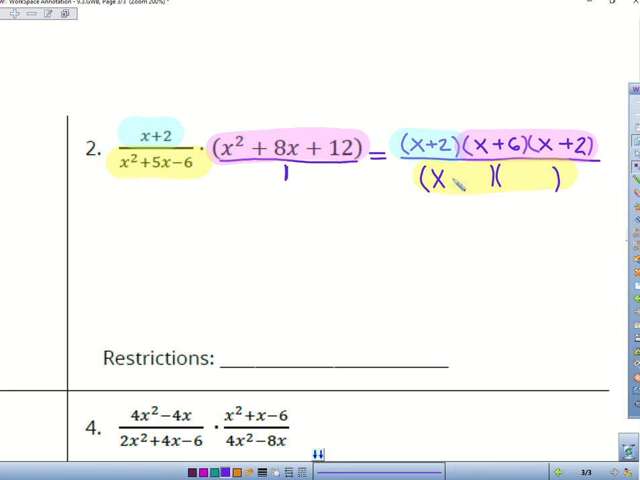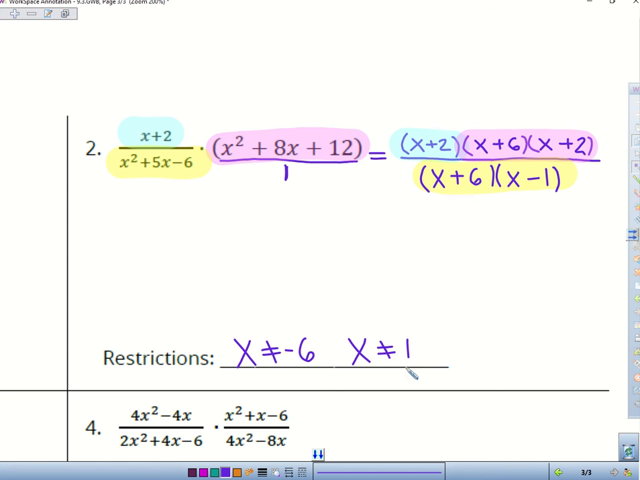Positive 6 and negative 1. Good. Anyone have any questions about those? So what would be my two restrictions here? Negative 6, positive 1. Good. Negative 6 and positive 1, because those would both make my denominator 0.